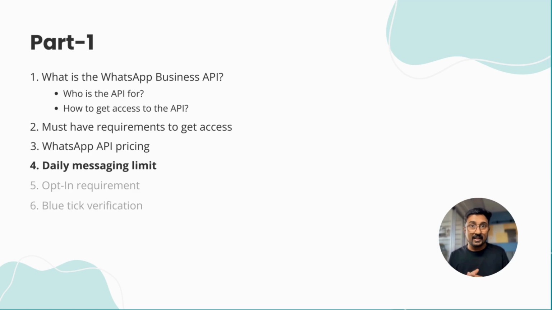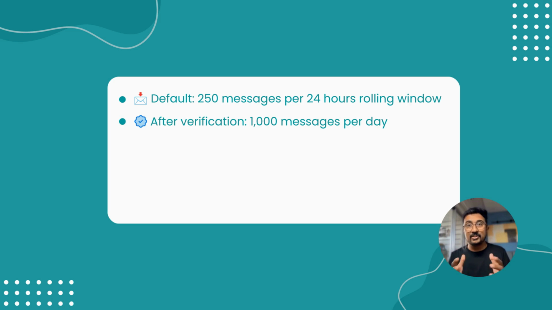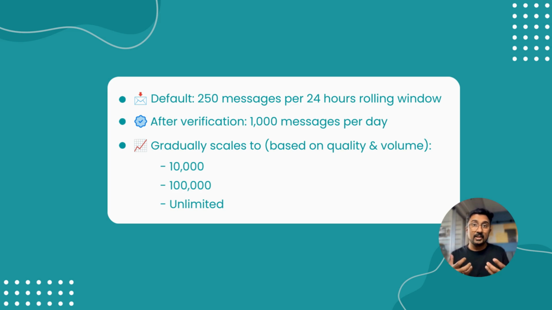And next, let's look at another important aspect of the WhatsApp Business API, your daily messaging limit. With the WhatsApp Business API, there's a limit on how many messages you can send each day. By default, this limit is set at 250 messages per rolling 24-hour window until you get your business verified and your display name approved. Once you do that, WhatsApp automatically increases your daily messaging limit to 1,000 messages per day. Beyond that, the limit can gradually increase to 10,000, 100,000, and eventually unlimited messages depending on the quality and volume of messages you send.